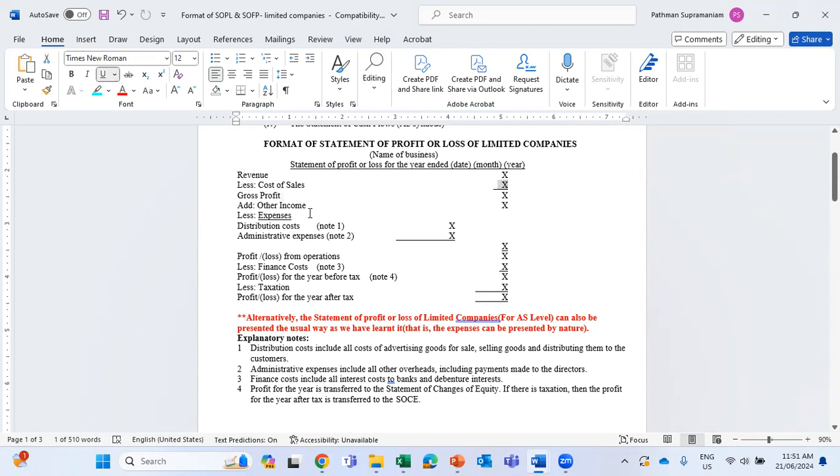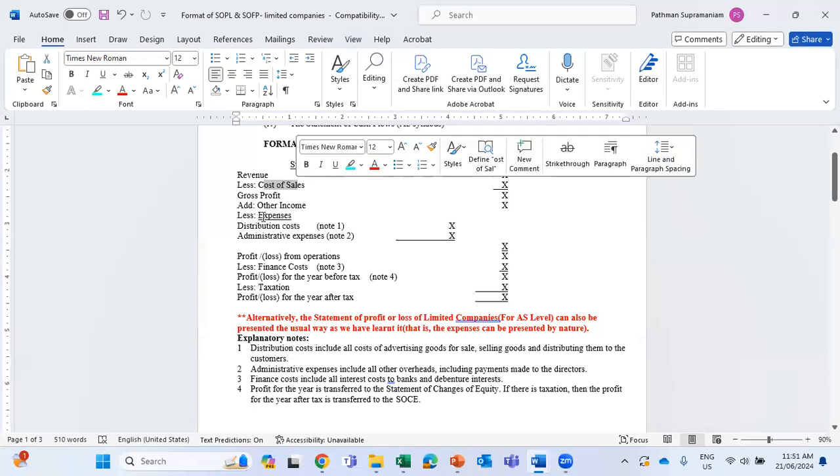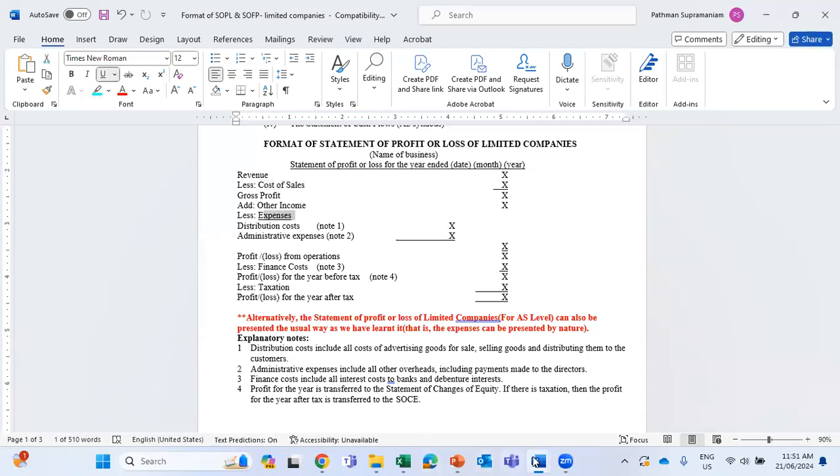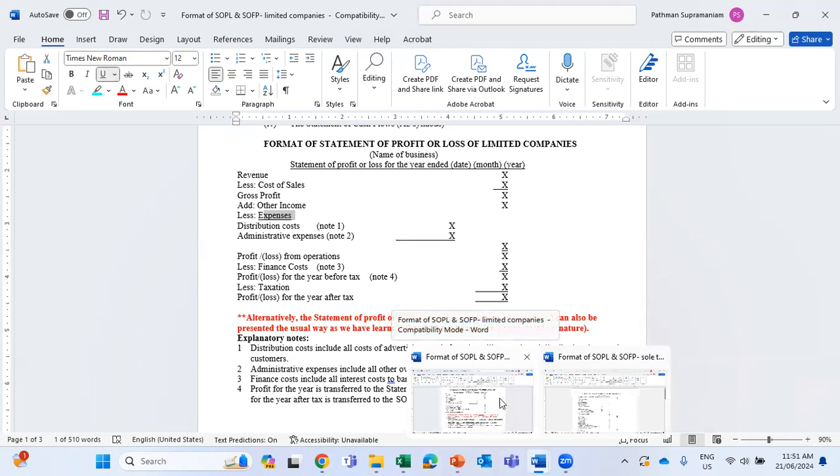So this one is more applicable for A2, but I just put it in AS level because sometimes they might ask you to prepare in this format. Okay, where they just want to see the totals only. Okay, for expenses, look at the sole trader.